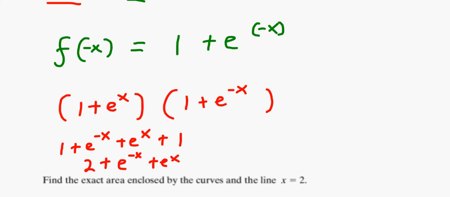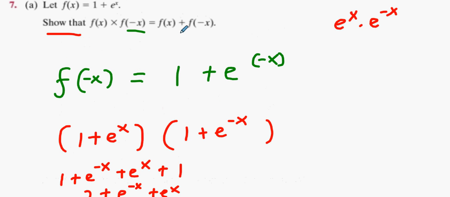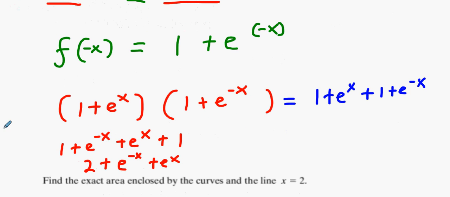Alright. Now, next thing you've got to do is add the two of them together. So it's 1 plus e to the x plus 1 plus e to the minus x. So what do you get then? Same thing. Yeah, same thing. Alright.